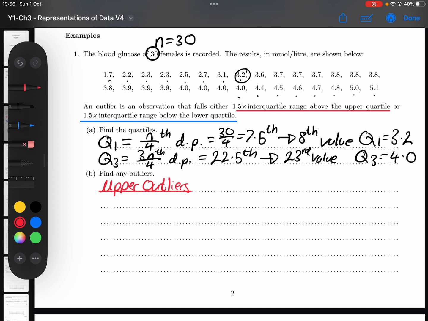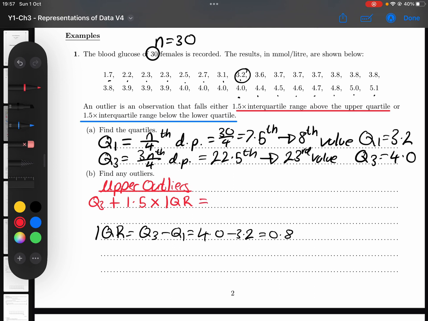In particular, Q3 plus 1.5 times the interquartile range. So I can see it's going to be necessary to work out the interquartile range here. So let's take a second to do that. The interquartile range is upper minus lower quartile, which in this case is 0.8. So I think we're now ready to substitute into that red formula. That gives us the upper outlier boundary.